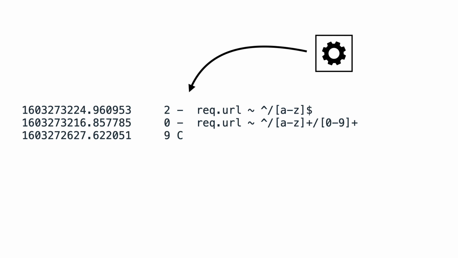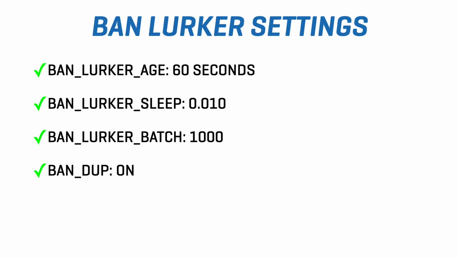So let's look at the runtime parameters that allow us to decide when the ban lurker does what. Here's a list, and it starts with ban_lurker_age, which is a setting that defines the minimum age of an object before it's considered for cache invalidation. And that default setting is 60 seconds, meaning that an object should at least be 60 seconds old before it can be removed from the cache. The next one is ban_lurker_sleep, and it defines the intervals with which the ban lurker looks at the ban list to process the bans. And its default value is set to run every 10 milliseconds.